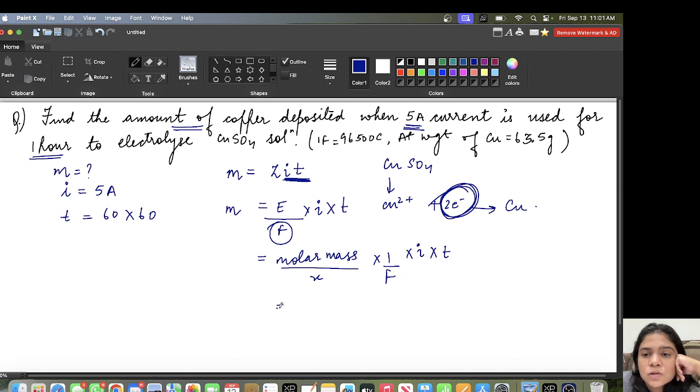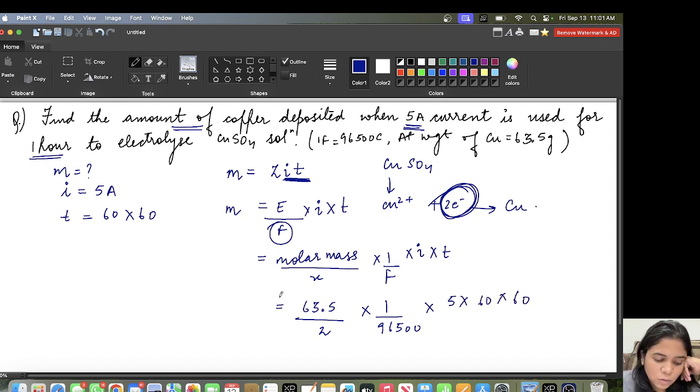What is the molar mass of copper? 63.5. X is your number of electrons transferred, which is 2. Faraday is 96500. Then I is your 5 and time is 60 into 60. You solve this and you will get your weight. What will be your weight? When you solve it, you will get 5.8 gram, and this will be our answer. So this is by direct use of formula.